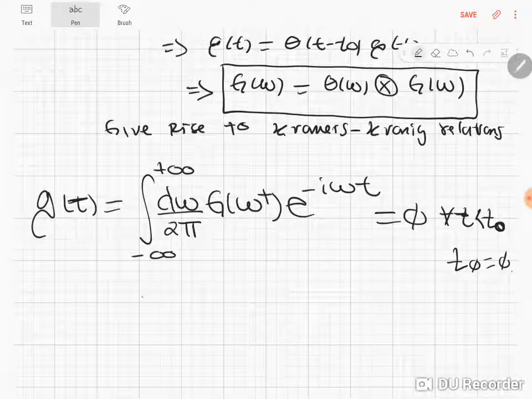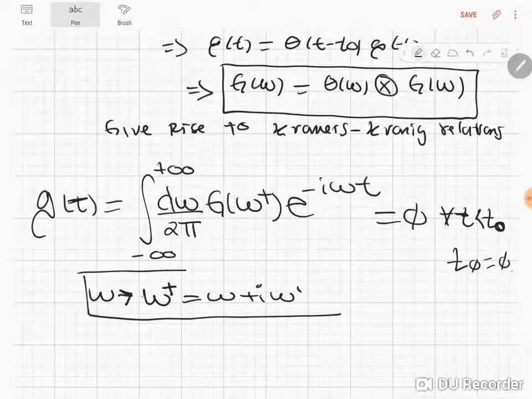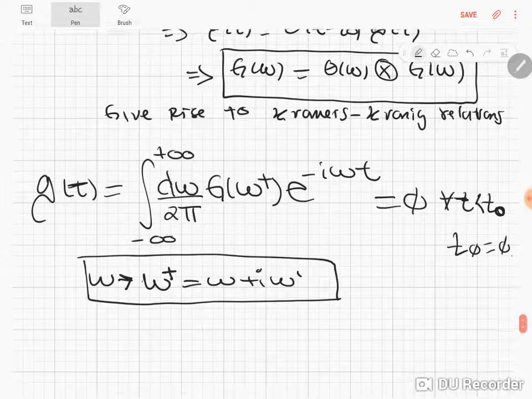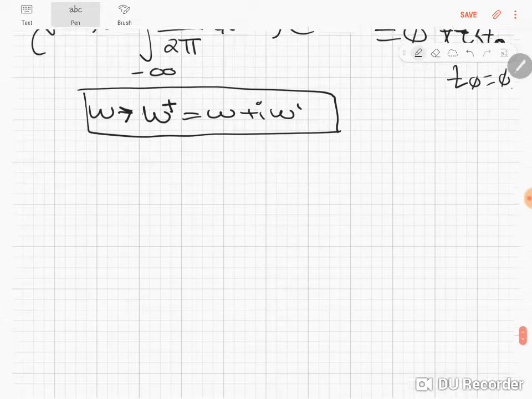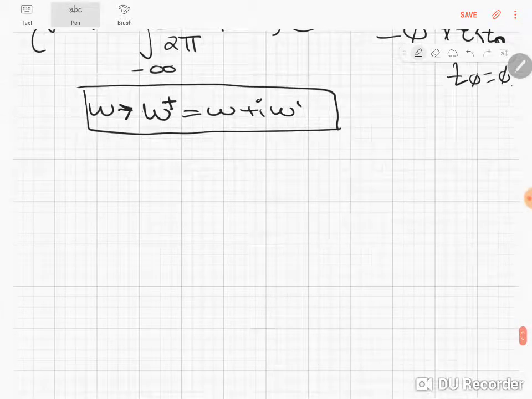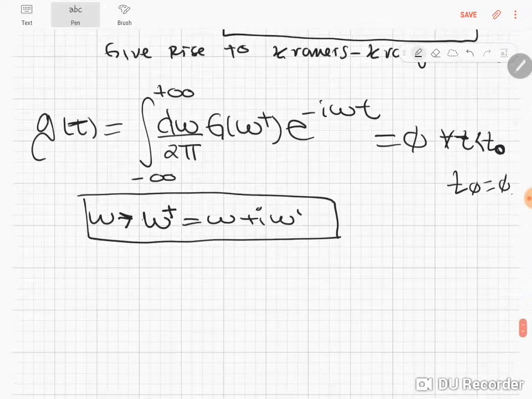This omega plus is a new variable that comes from the following transformation. On the Green's function, I can go from omega to omega plus, which is equal to omega plus i omega prime. This transformation is called analytical continuation. It will become clear later that this transformation is an obligation to impose causality on the dynamics of the system, which is represented by the Green's function.